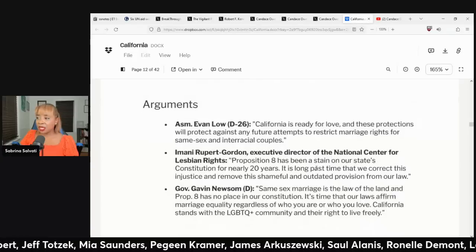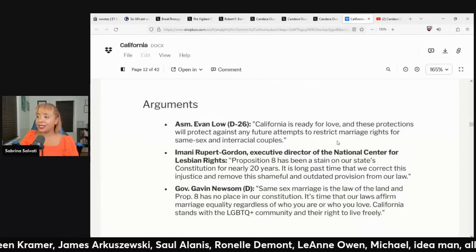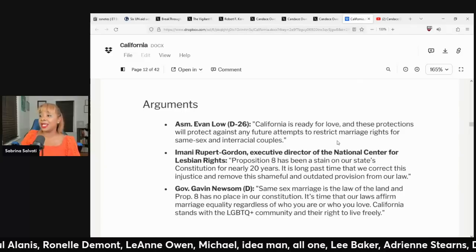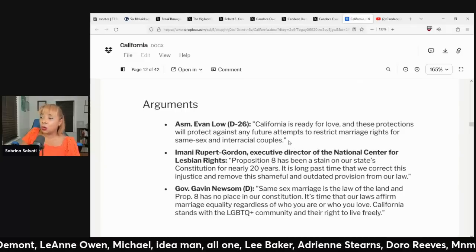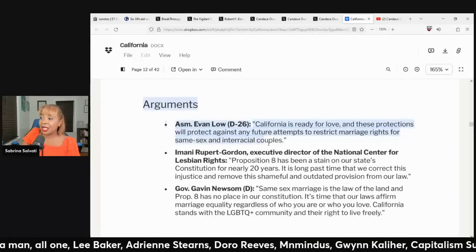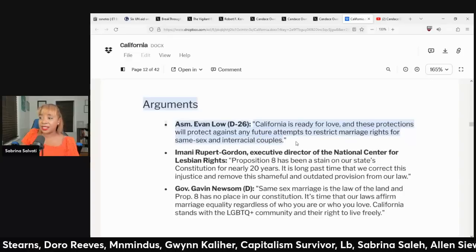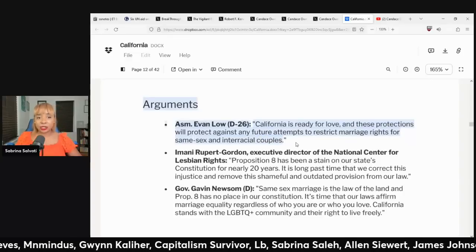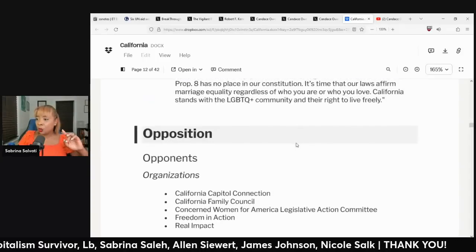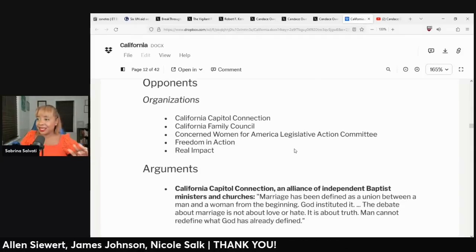Here's one of the arguments. California is ready for love, and these protections will protect against any future attempt to restrict marriage rights for same-sex and interracial couples. So notice this, guys. I want people to pay attention to this. This is not just to protect marriage as a right for same-sex couples, but also interracial couples. So they put this all together in one measure here.